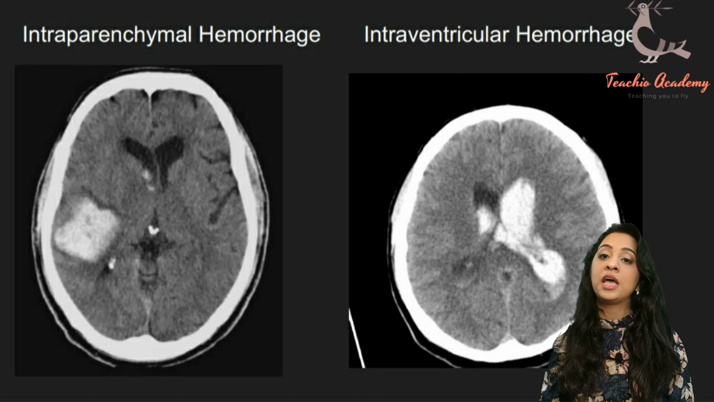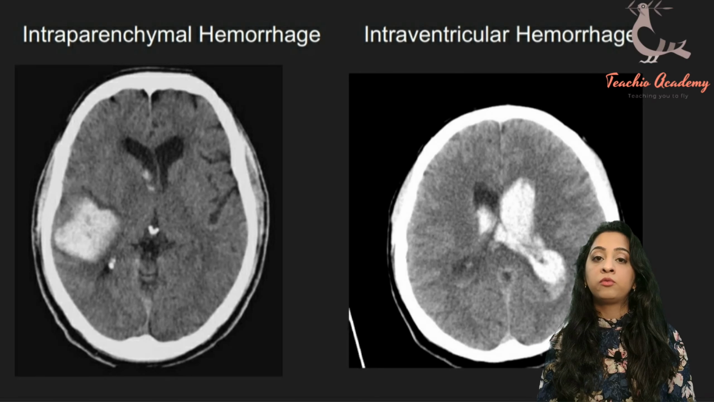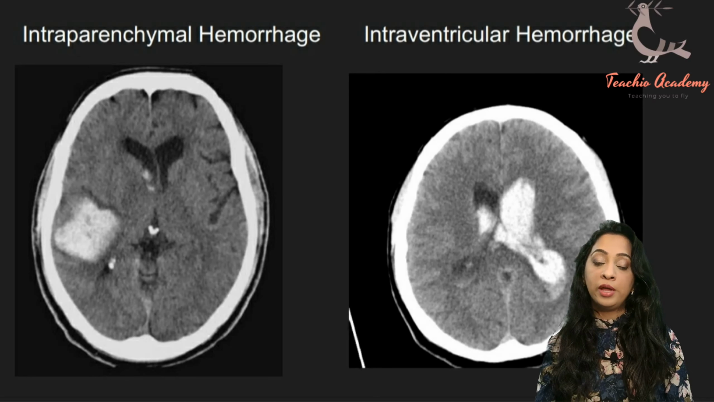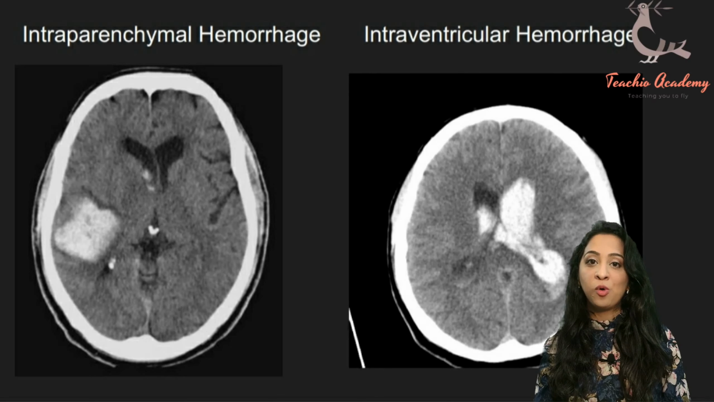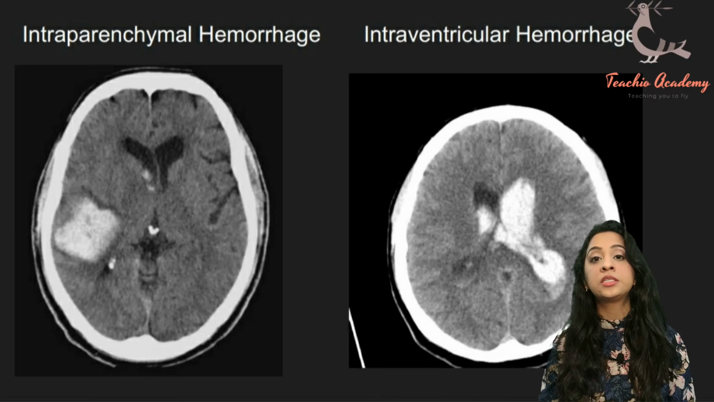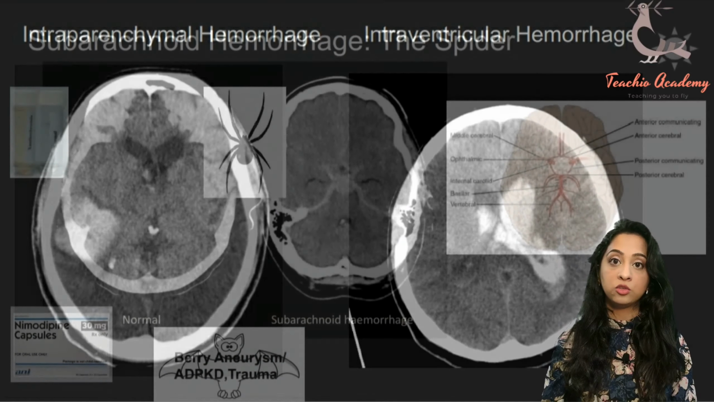So you just might see a tiny fluid level at the bottom of the ventricle. So that might be a little bit difficult, but on your exam, the main bleeds which are going to appear are your subdural, your epidural, and what we're going to see next, the subarachnoid hemorrhage.